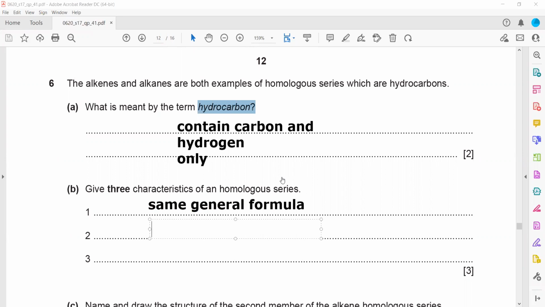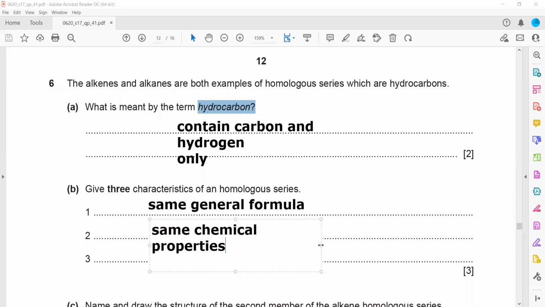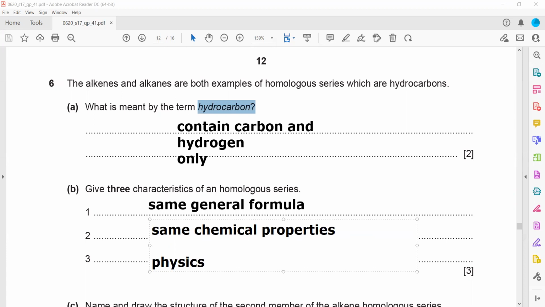Same chemical properties. Rather than same chemical structure, it should be same chemical properties. And what else? Same method of preparation, or physical properties gradually change. Physical properties change, but the change is gradual. We can predict the trend. We can predict what will be the next physical property, like melting point, boiling point, or density.